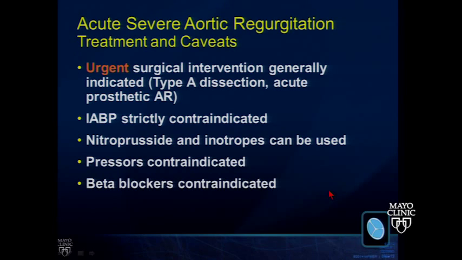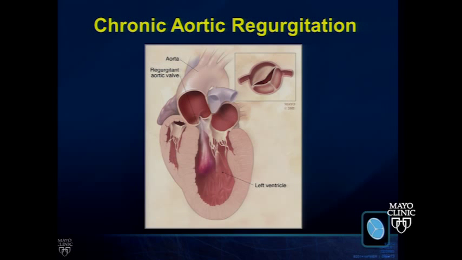Do not use a balloon pump, because that will increase your afterload and make your regurgitation worse. You can use nitroprusside and inotropes, but do not use pressors, and beta blockers are contraindicated because they'll increase your diastolic filling period and increase the degree of aortic regurgitation. So that's acute.